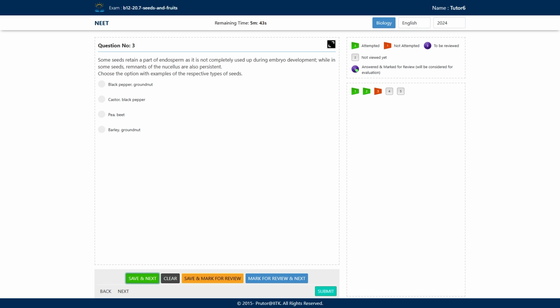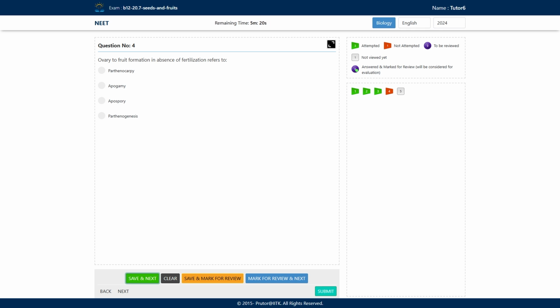So black pepper and groundnut. In groundnut, the nucellus is not left behind. Pea is also not left behind. The groundnut is also not left behind. So in this option, black pepper is there, and also in the case of castor. So option B is correct. Castor and black pepper. We will save and move to our next question.